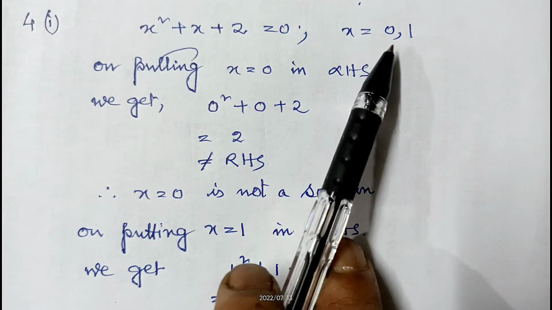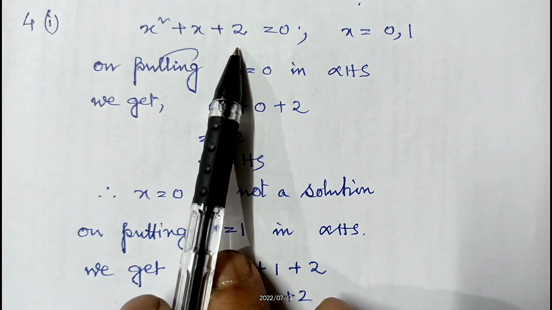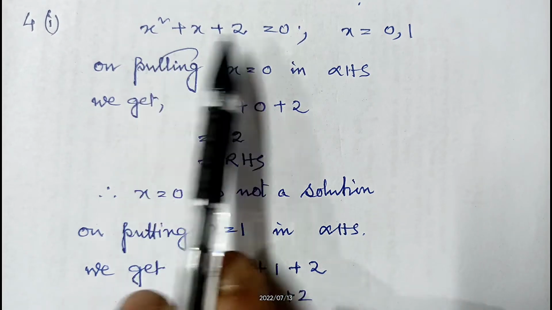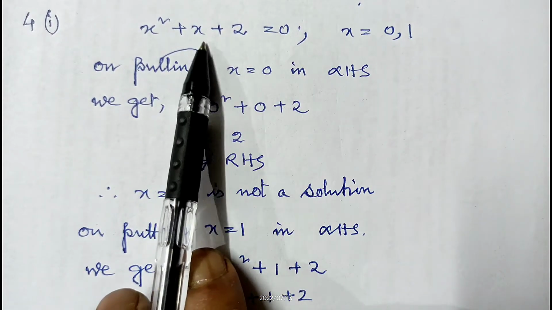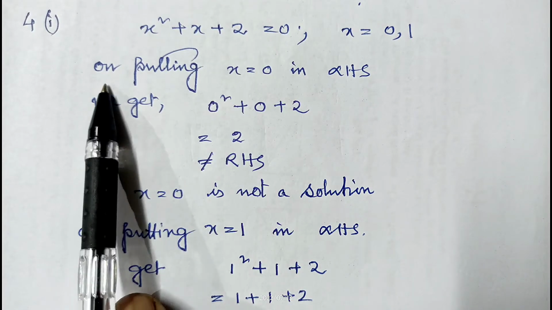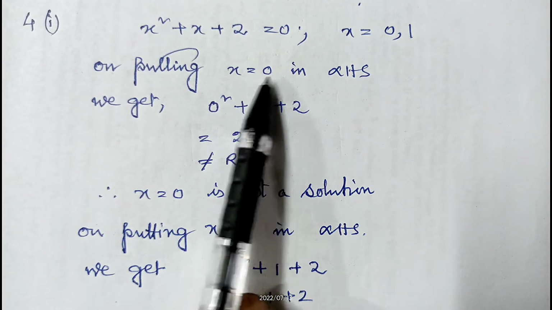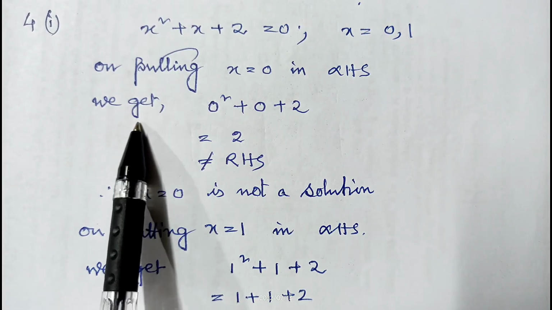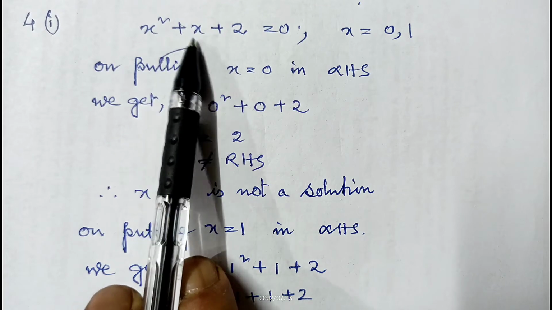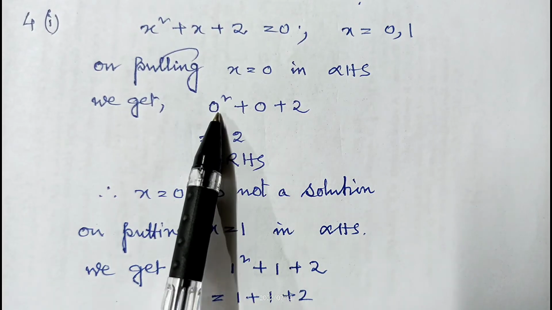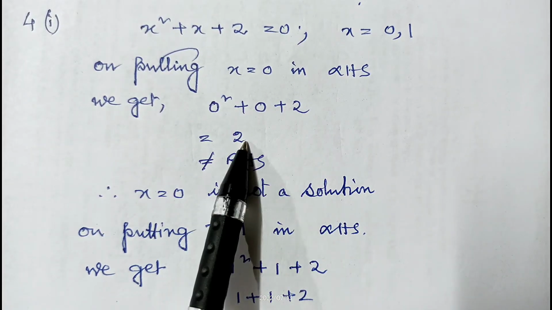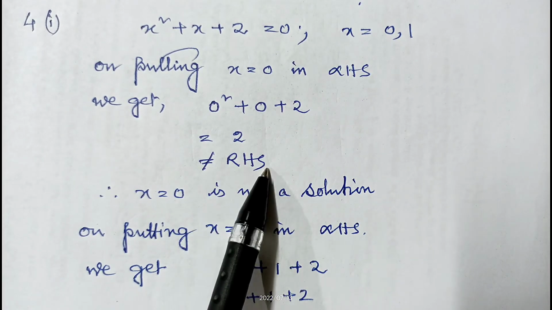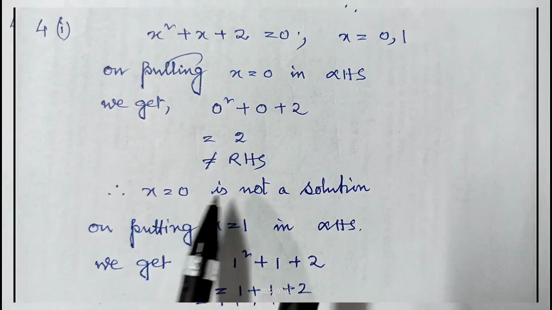Since we have to check whether 0 and 1 are solutions of this equation or not, in the first case we are going to replace x by 0 and check whether we get the right hand side or not. So on putting x = 0 in the left hand side, we get 0² + 0 + 2. So 0 + 0 + 2 becomes 2, but in the right hand side it is 0. So this is not equal to the right hand side. Therefore x = 0 is not a solution.